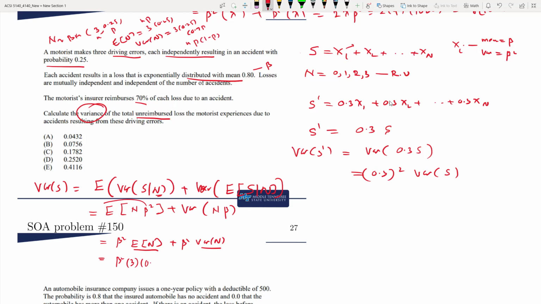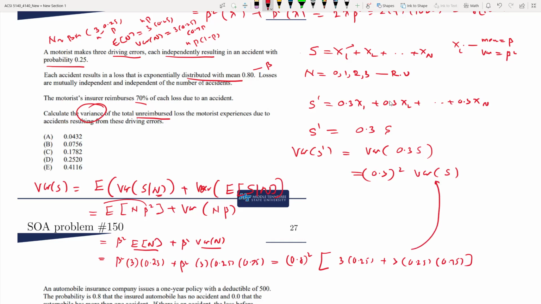So I have here beta squared times 3 times 0.25, plus beta squared times 3 times 0.25 times 0.75. I know beta is 0.8, so this is going to be 0.8 squared times (3 times 0.25 plus 3 times 0.25 times 0.75). So that's the variance of S, and I can use that here to get the variance of S prime.